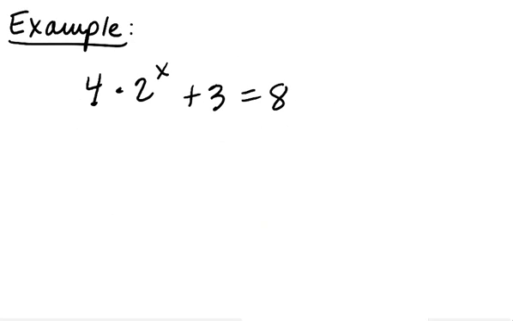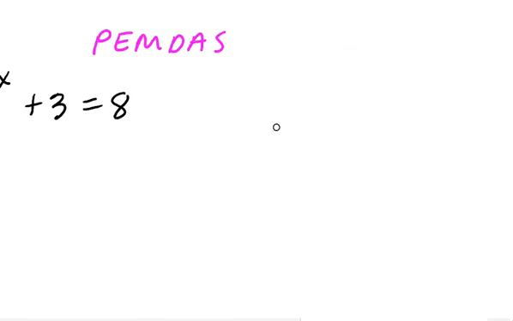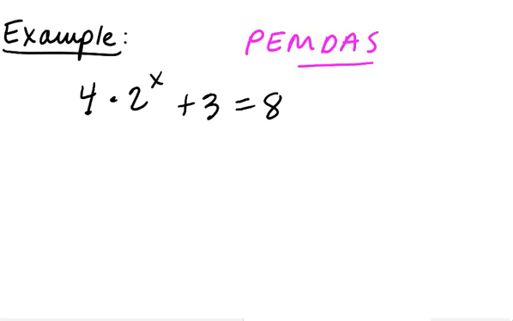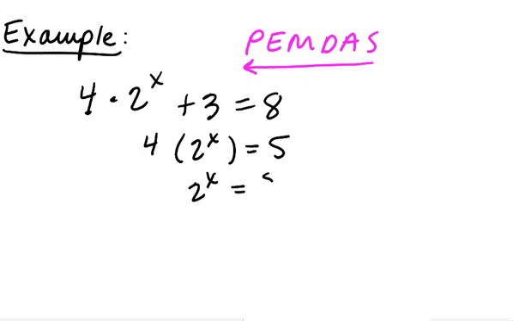Now I'm going to mix in some ones with a few extra steps. And remember that, all things else equal, when I'm solving an equation, I'm going backwards on the order of operations. I'm going backwards. So I need to deal with the addition and subtraction first. I need to subtract 3 from both sides. So 4 times 2 to the x is equal to 5. Then I need to deal with multiplication and division. So that's 2 to the x equals 5/4. And now to get rid of the 2 to the x, I'm going to need to take the log base 2 of both sides.